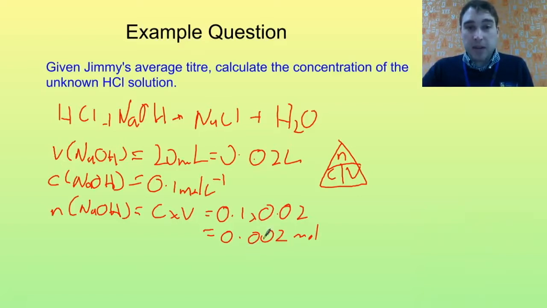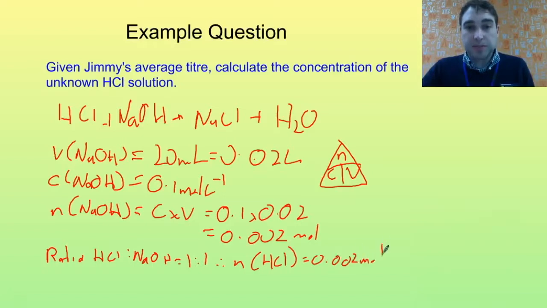Now we've got that number of moles, we can figure out how many moles of hydrochloric acid we had. If we look up at our reaction equation, we've got a one-to-one ratio between hydrochloric acid and sodium hydroxide. So my number of moles of hydrochloric acid that neutralize that amount of sodium hydroxide has to be the same. So my ratio of hydrochloric acid to sodium hydroxide is 1 to 1, and therefore my number of moles of hydrochloric acid is going to be 0.002 mole.